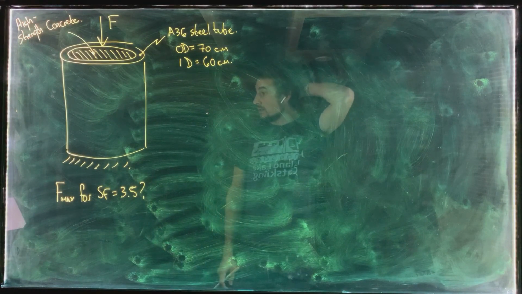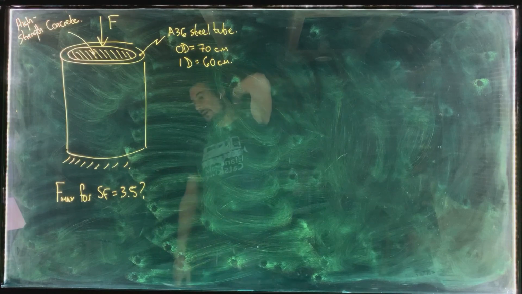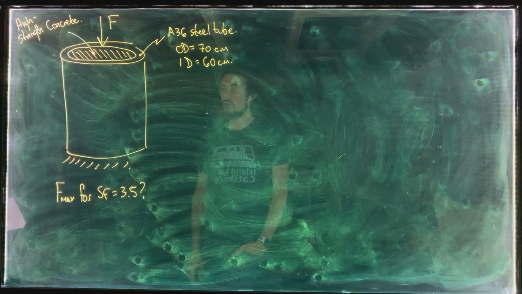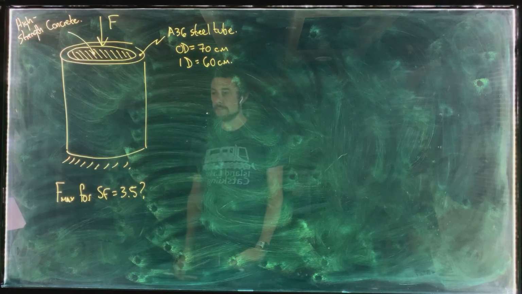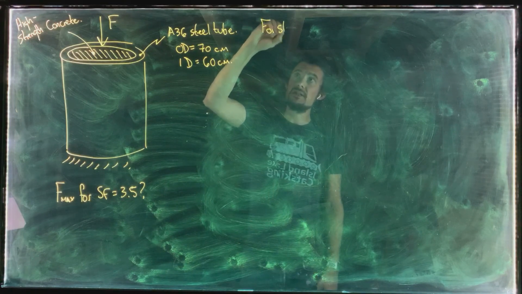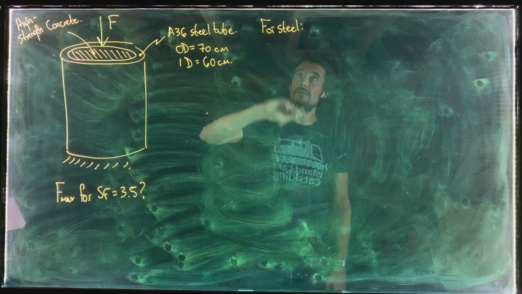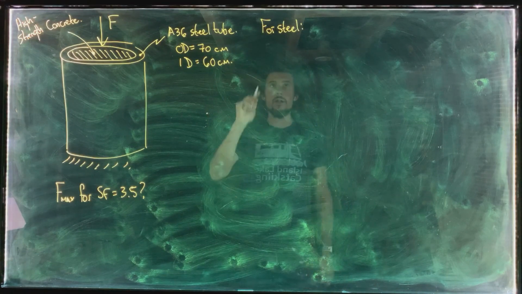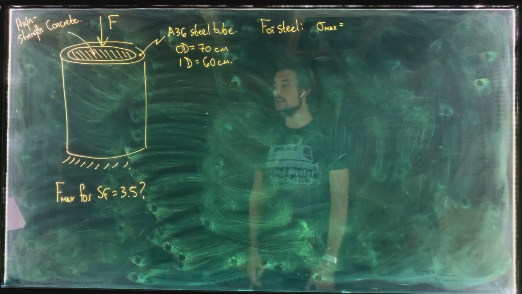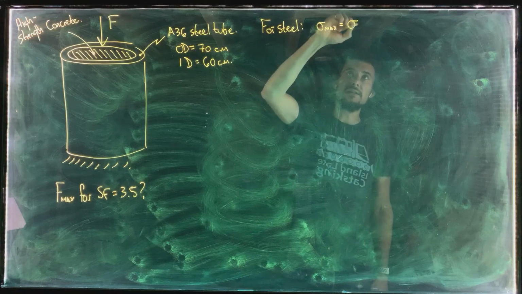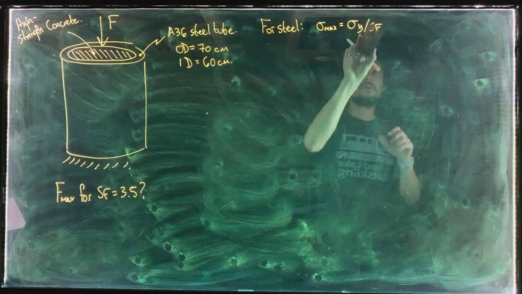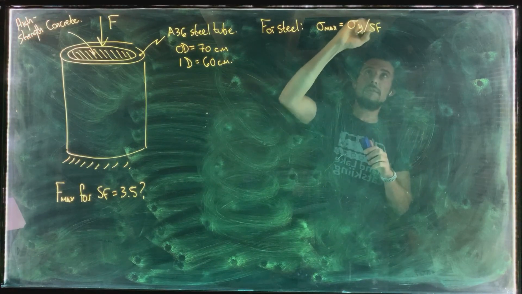All right. So what do we need to think about here? Again, we've got a safety factor involved. So we know we're going to allow the stress to go up to some maximal level. For the steel, with a safety factor of 3.5, the maximum stress that we're going to allow the steel to reach would be its yield strength divided by the safety factor.